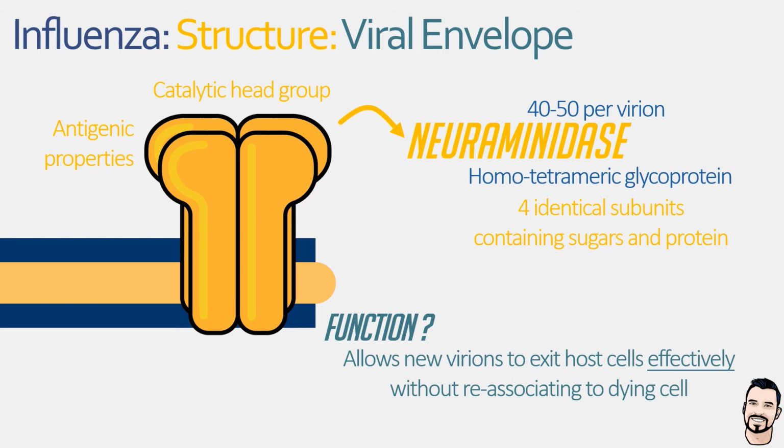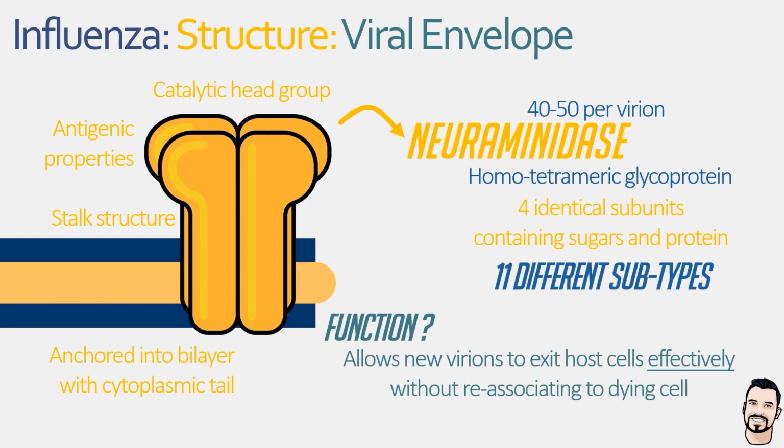Now, the head structure of our neuraminidase is attached to the phospholipid membrane through a connected stalk structure, which penetrates into the virion with a cytoplasmic tail. And just like hemagglutinin, there isn't just a single neuraminidase. 11 different subtypes have been identified to date, and they form the target of many of our current antiviral therapies for influenza.